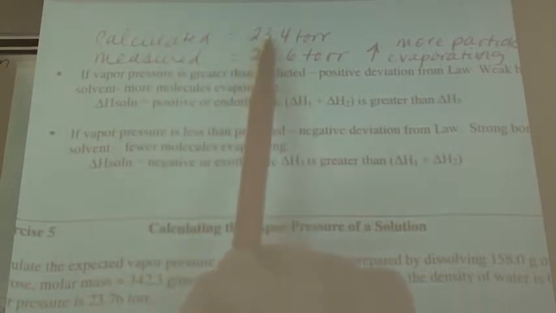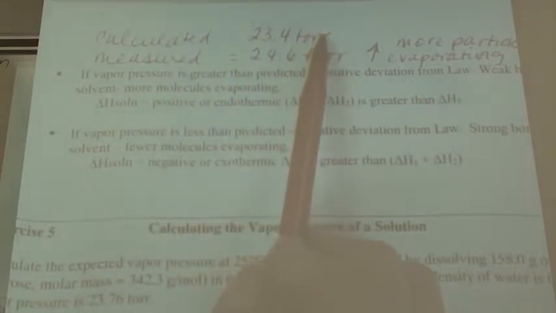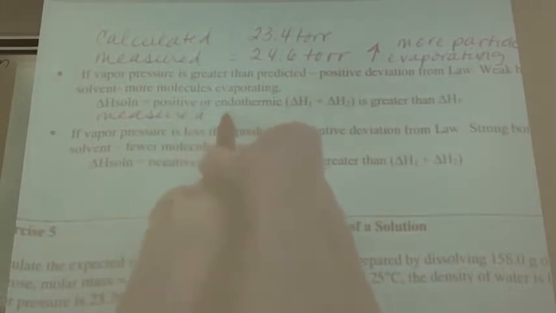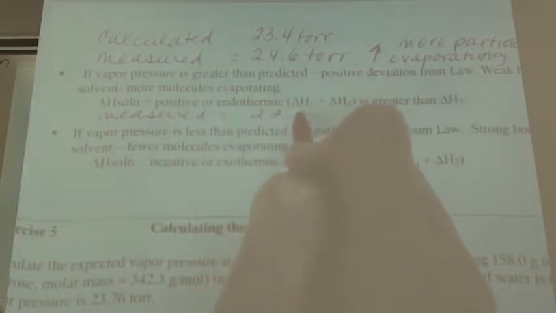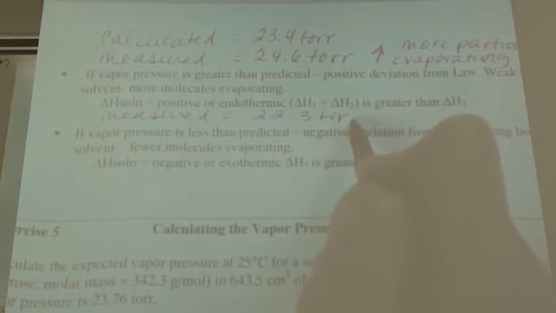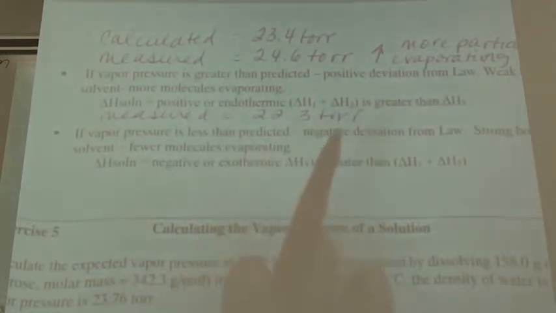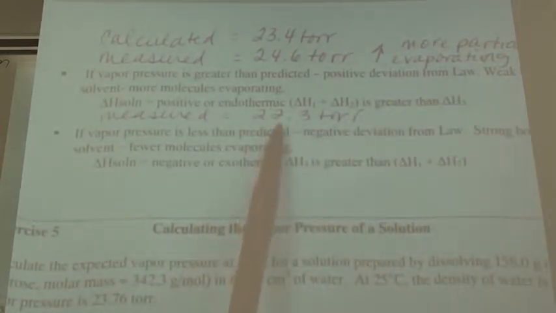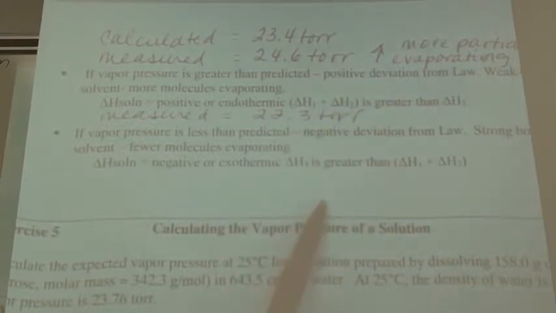If, on the other hand, you calculated a vapor pressure of 23.4 torr and you measured the vapor pressure of a solution at 22.3 torr, that would be a negative deviation. That means in actuality fewer molecules are vaporizing. That means that the solvent and the solute like each other and there's strong interaction. They're staying put in the liquid phase.